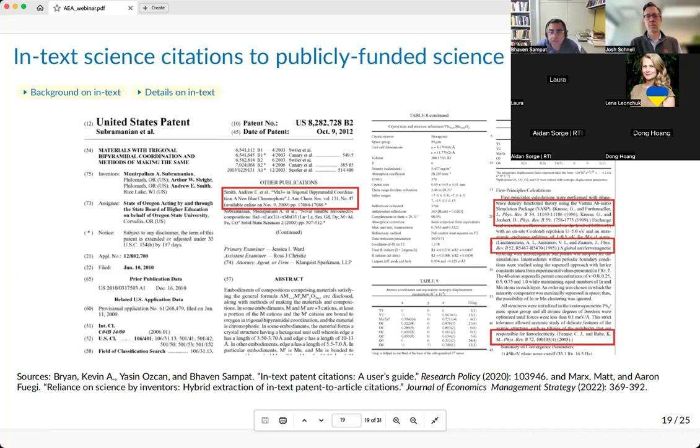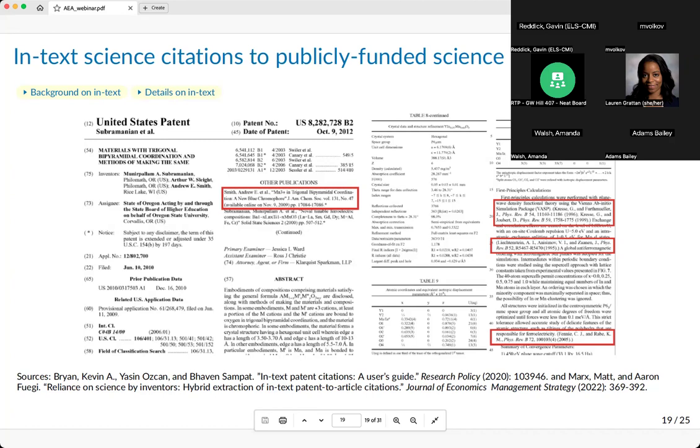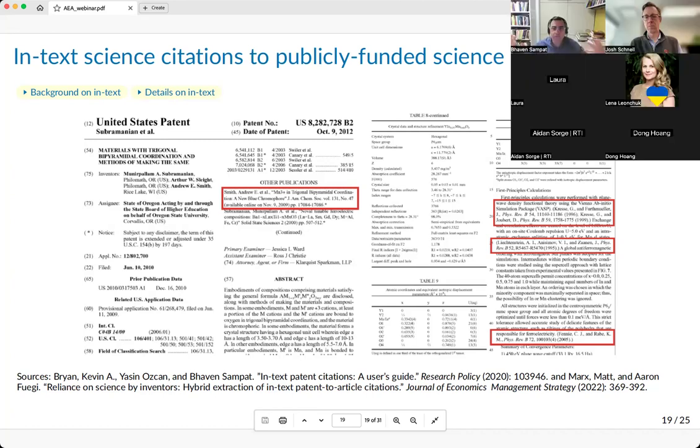And the really interesting thing is that they're not overlapping sets. So 75% of the publications cited on the front page are not cited in text, and vice versa. If you do the Venn diagrams, there are a lot of citations on the front page that aren't in text, and vice versa. In this paper that I cite here, we do various things to argue that in-text citations are more plausibly good measures of research impact. Next slide, please.